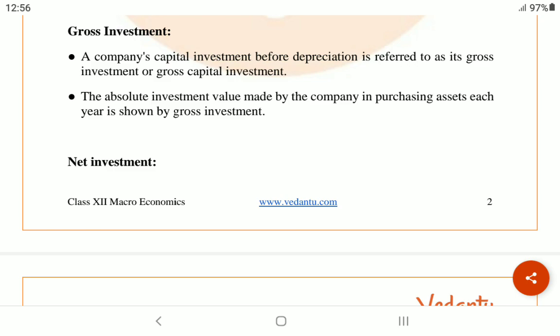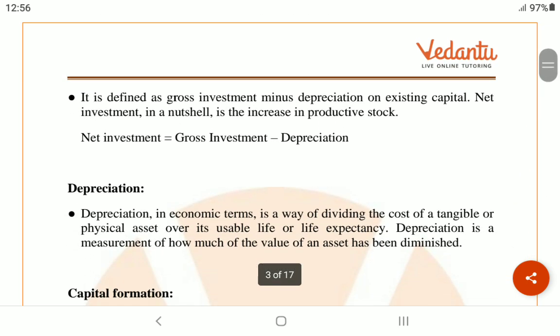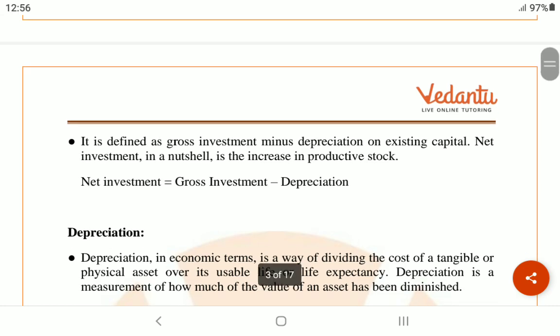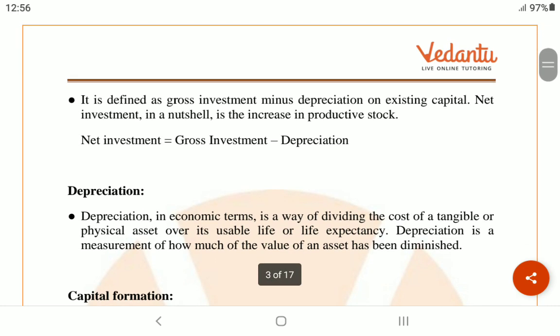Okay, next is net investment. It is defined as the gross investment minus depreciation on existing capital. So net investment is, in a nutshell, the increase in productive stock. Net investment is equal to gross investment minus depreciation, which is the formula for net investment. So this is also one mark they may ask.